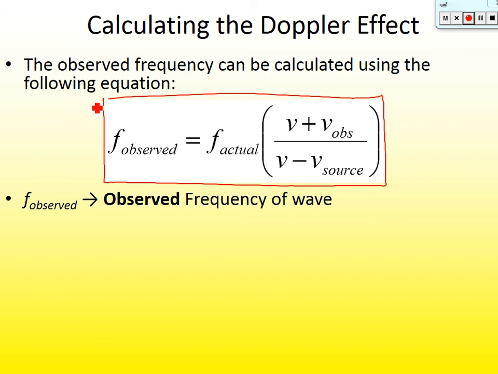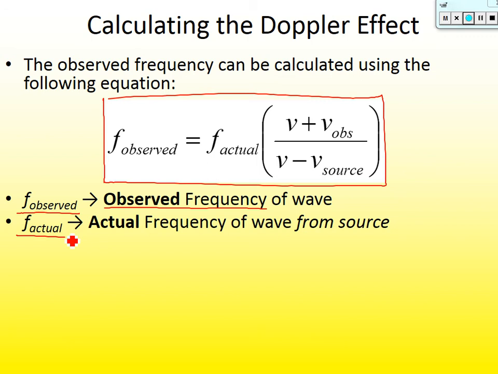So let's start with F observed. F is for frequency. So this is the frequency that the observer is going to hear. This is the observer, what he hears it at, the frequency. Okay, so that's F observed. Now let's move on to F actual, which we see right here. F is for frequency, and actual is the actual frequency of the sound source.